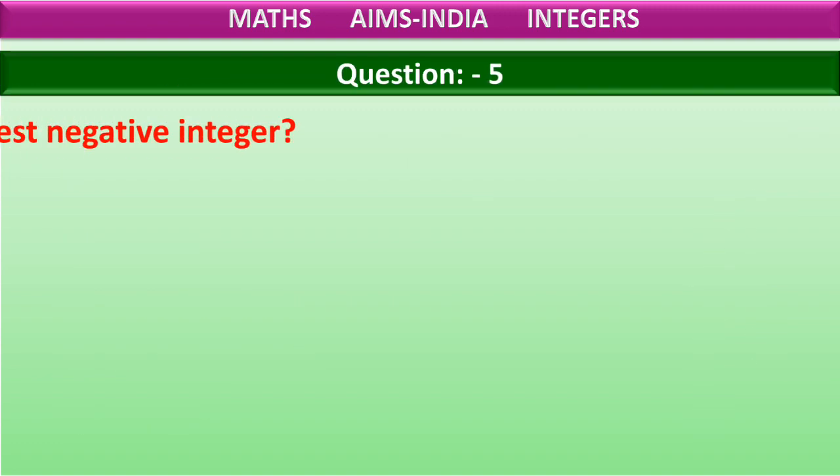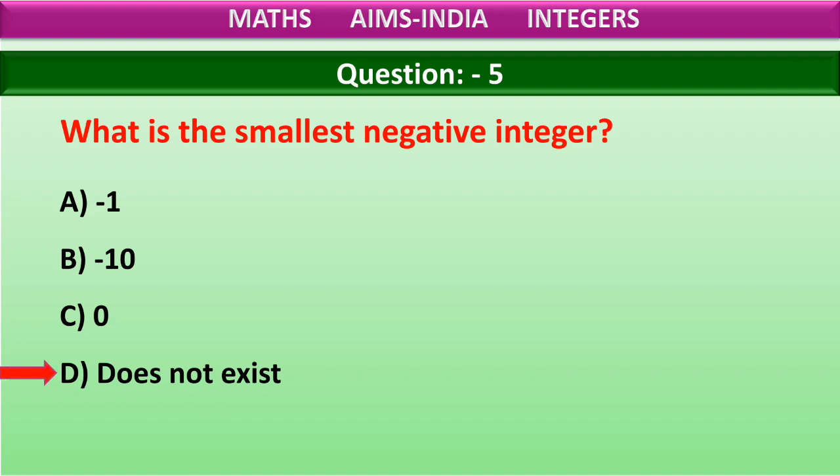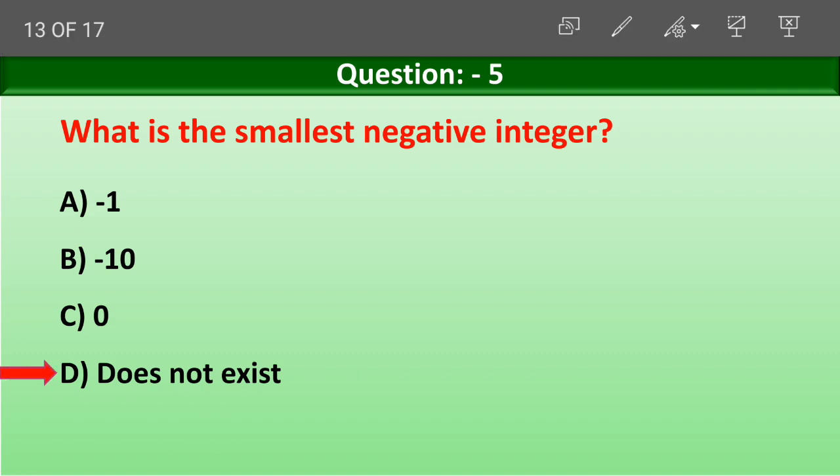Next is question number 5. What is the smallest negative integer? Carefully read the question. Don't get confused. What is the smallest negative integer? Option A, -1. Option B, -10. Option C, 0. Option D, does not exist. Now what is the correct answer here? Option D, does not exist.